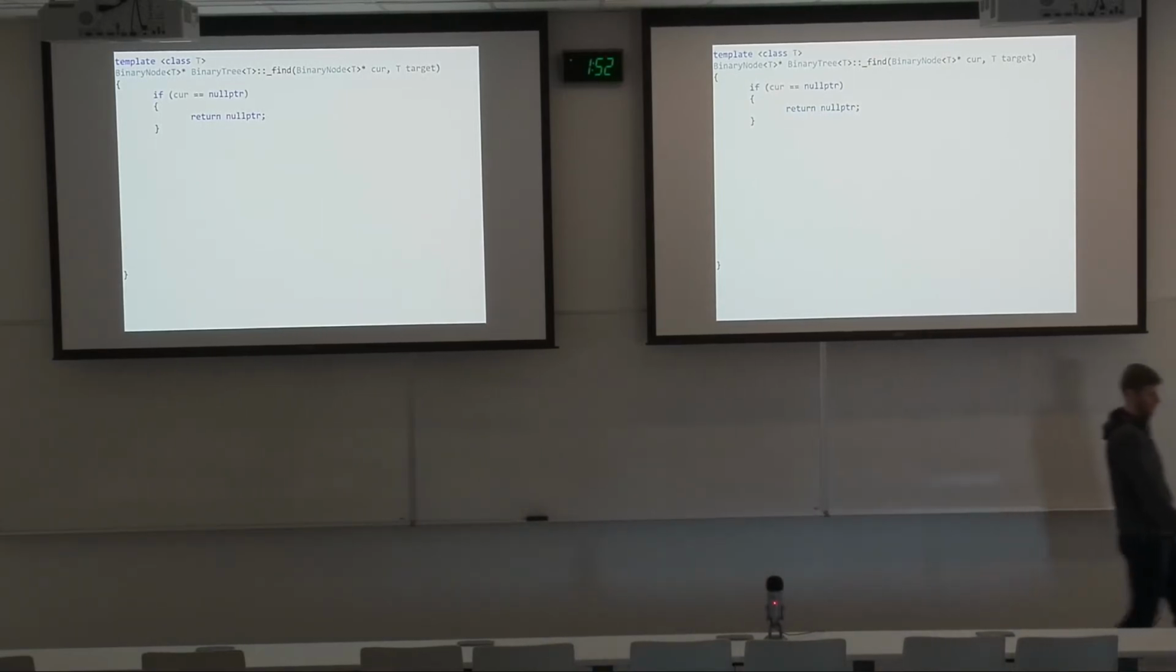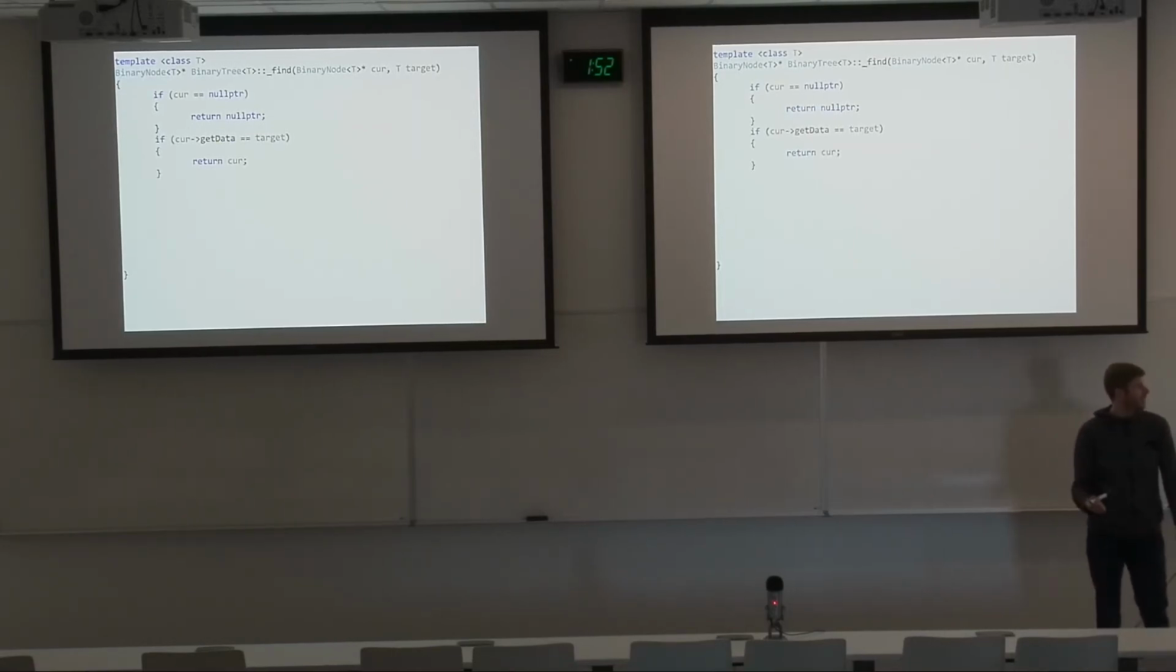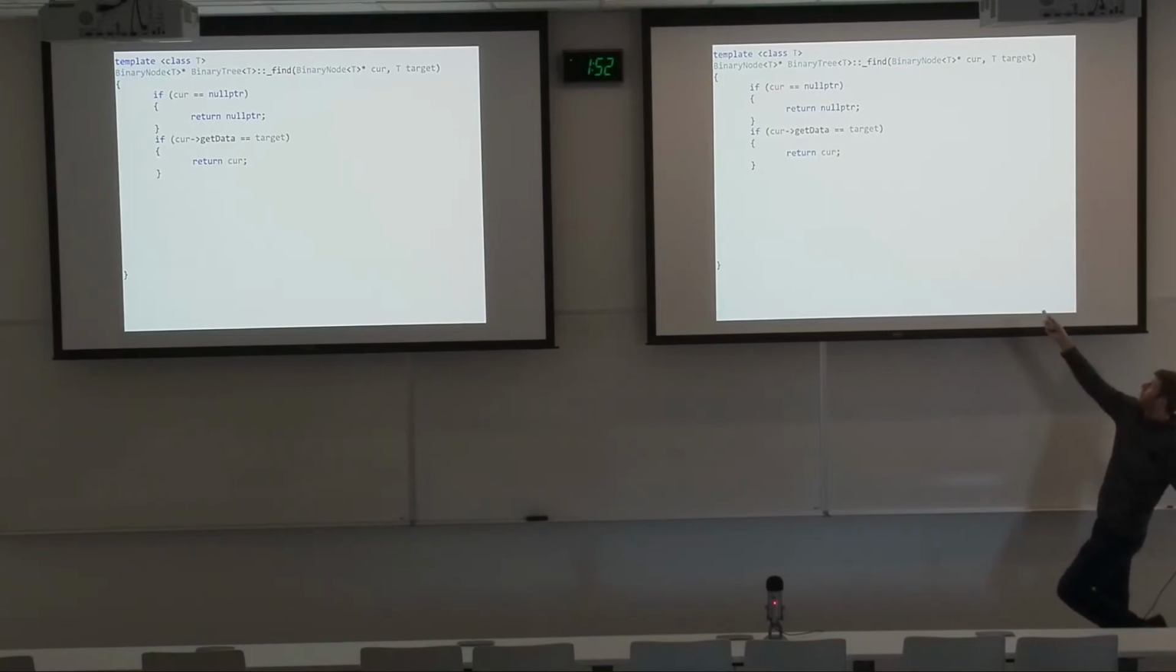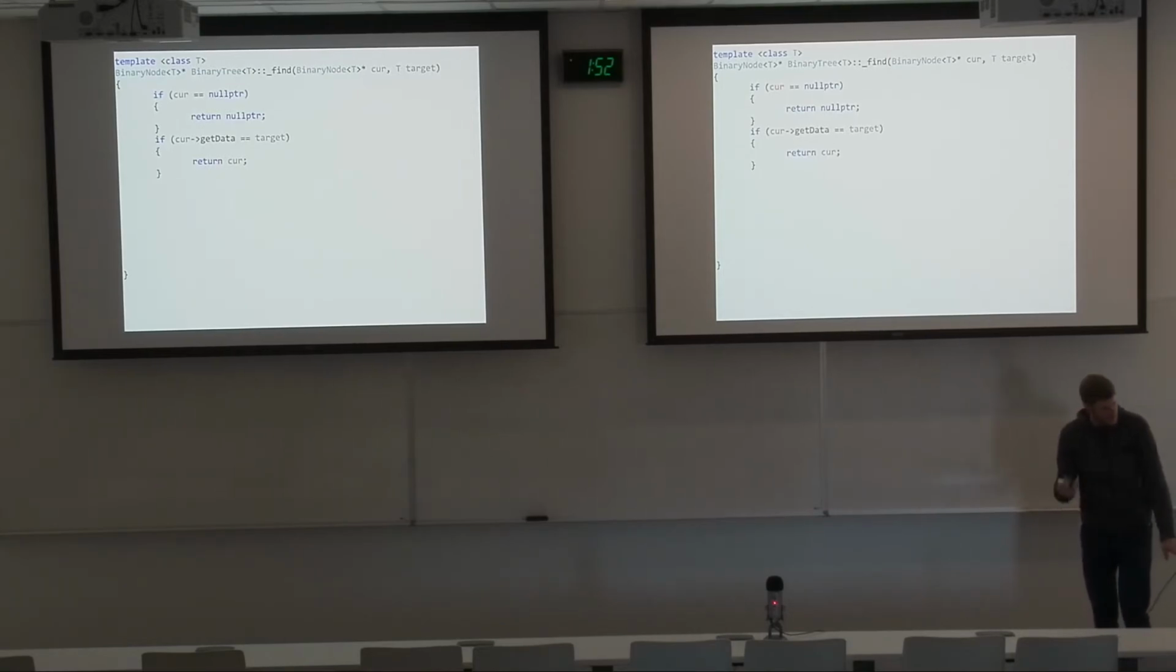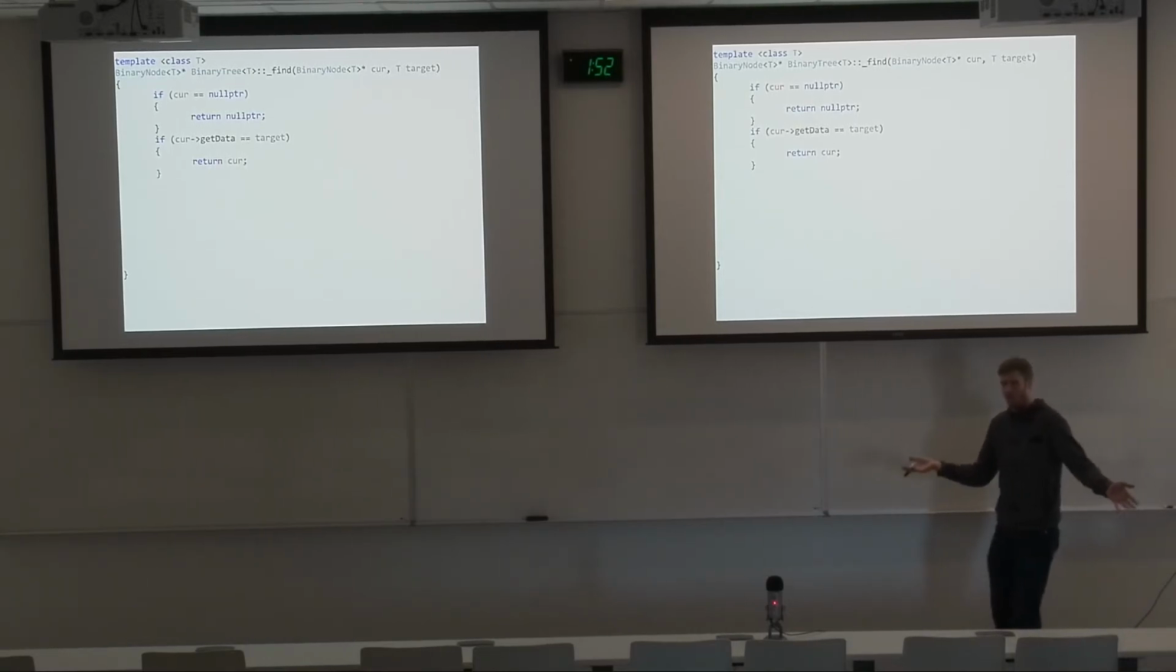So let's see. If it's null, return nothing. If the current's get data, I should have had parentheses there, is target, then return cur, because I want to return the pointer to the node that contains the thing I'm looking for. That's what find is going to do. So if the current node contains the data I'm looking for, I'm done. That's easy.